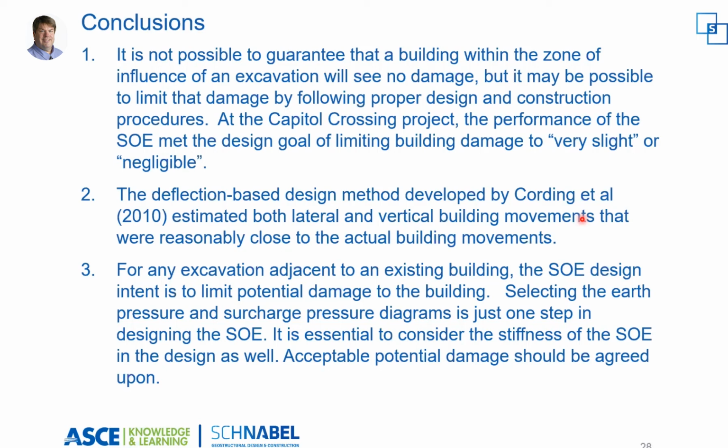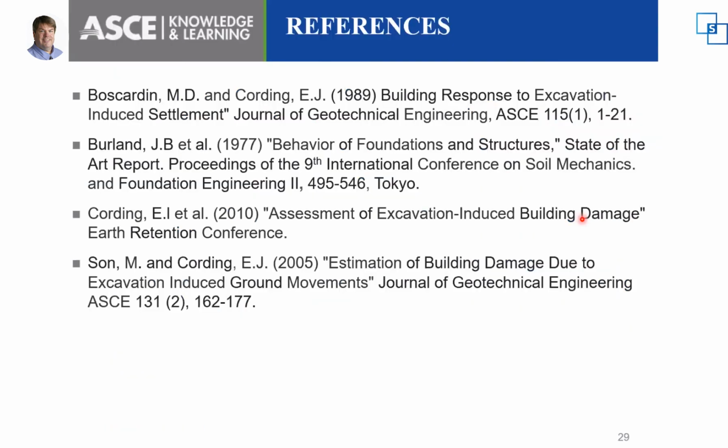So when you're doing an excavation support system next to a structure, you have to let the owner know that there is a possibility of damage. And by increasing the stiffness, which obviously increases the cost, you can limit that damage and try to get it below reasonable levels. And these are some of the papers that I talked about that we used to help us design our method for excavation deflection. I think these are some good papers if you want to get a hold of them and learn some more about this.